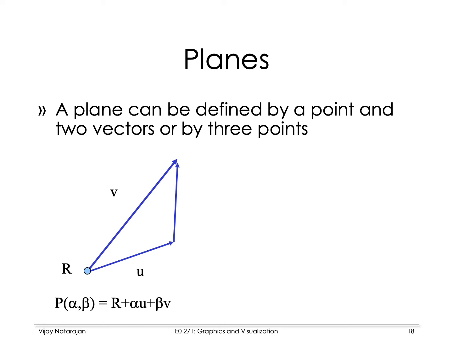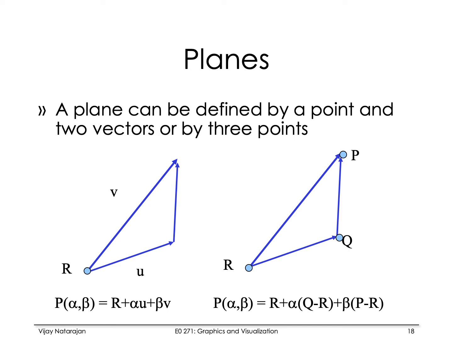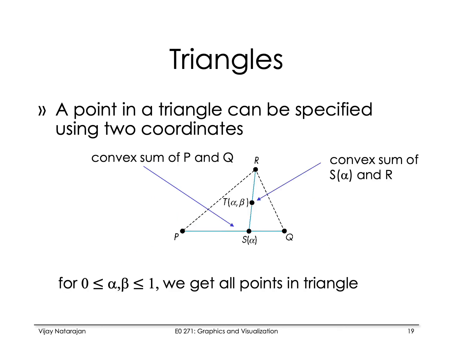Let's talk about planes. We know that a plane can be defined using a point and two vectors. So any point on the plane can be written as P of alpha beta, which is equal to the point R plus alpha times U plus beta times V. Of course, we can rewrite this as the affine sum of 3 points P, Q and R. And the parameters again are alpha and beta. If we restrict alpha and beta, then we get a triangle rather than the entire plane.